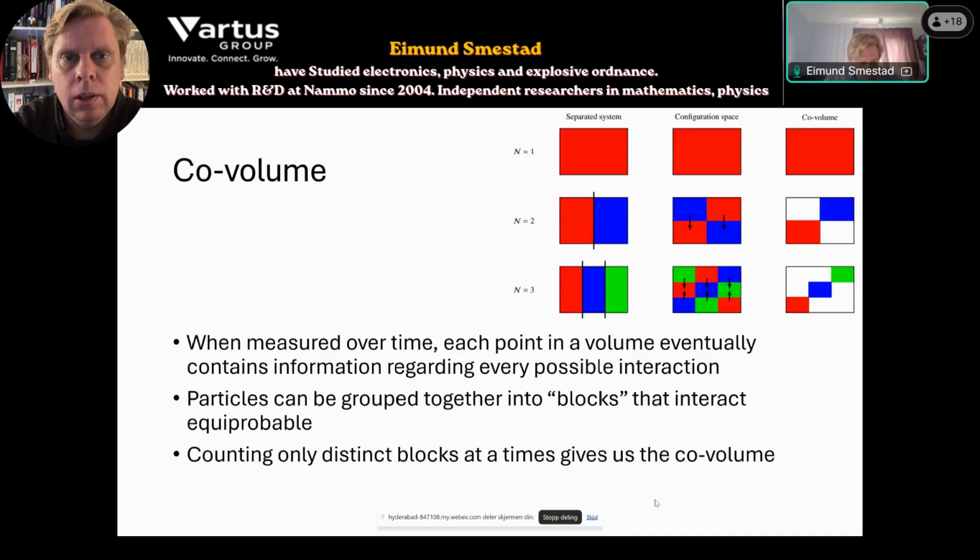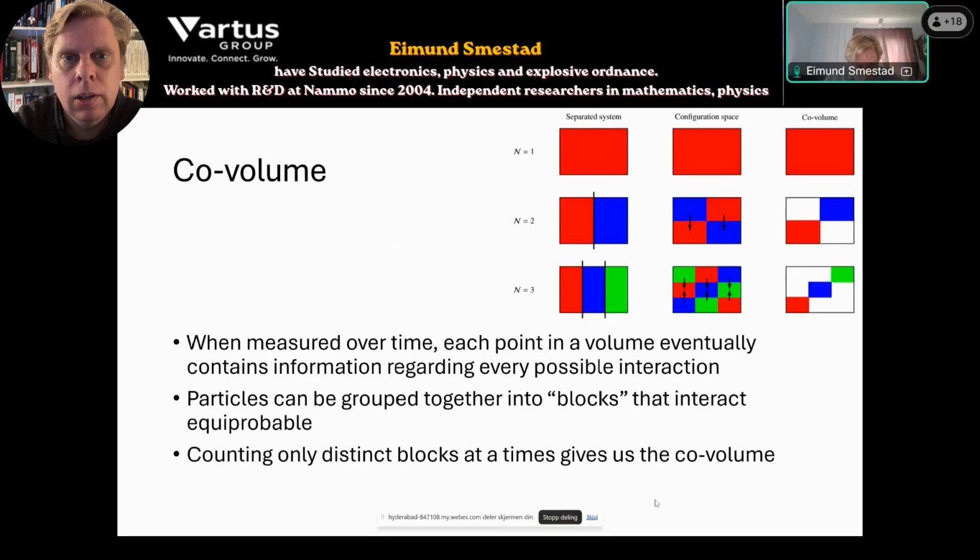Covolume. There are three main parts to the new covolume model. Part 1 is that when we measure over time, each point in a volume eventually contains information regarding every possible interaction. Part 2 is that the particles can be grouped together into blocks that interact equiprobably. These two parts are illustrated in the configuration space above in the figure.